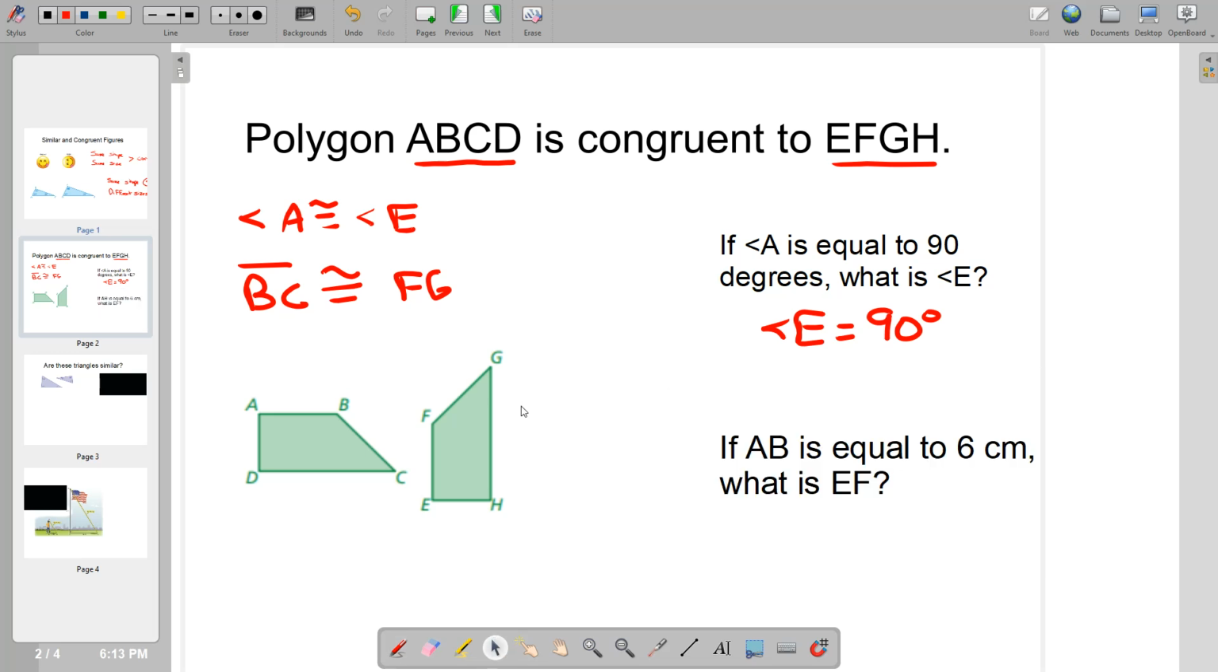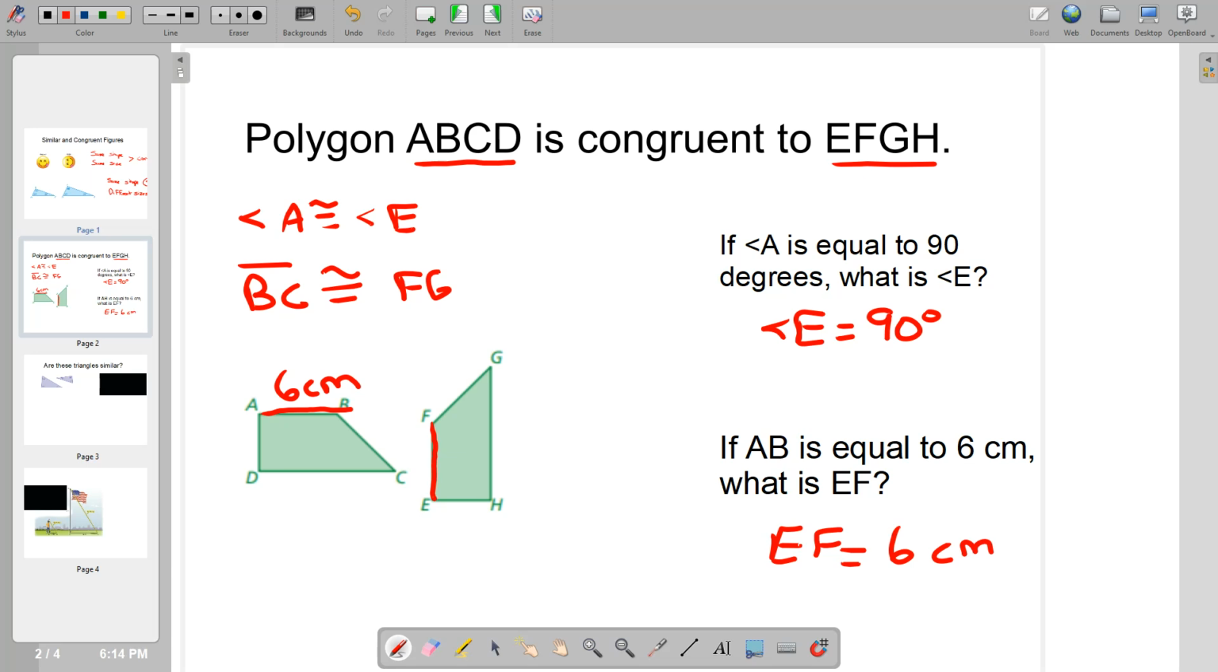Our next one is asking that if side AB, which is up here, is equal to 6 centimeters, what would side EF be, which is over here? Well, we know that AB must be congruent to EF because they are both the first two letters in our shape. So then that means that EF must be equal to 6 centimeters as well.